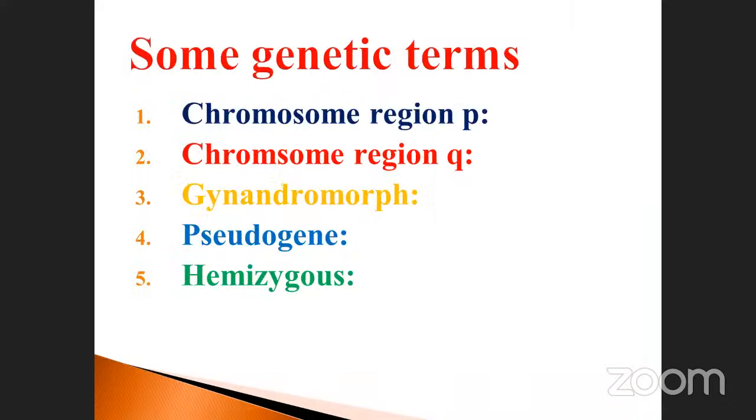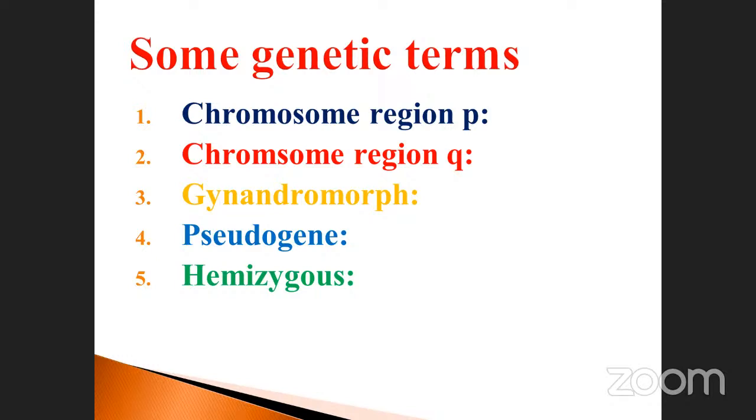And then some genetic terms are also given in the book. This is also very, very important. Chromosome region also has 2 types. Already we discussed in the previous slides: the largest one and the smallest one. In between there is a largest arm and a smallest arm, like that, isn't it? Chromosome region P, and chromosome region Q.